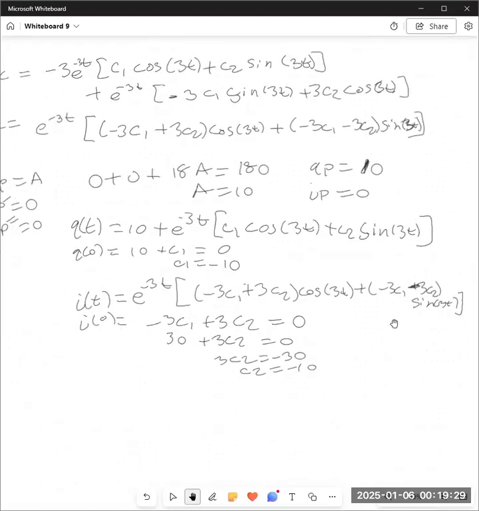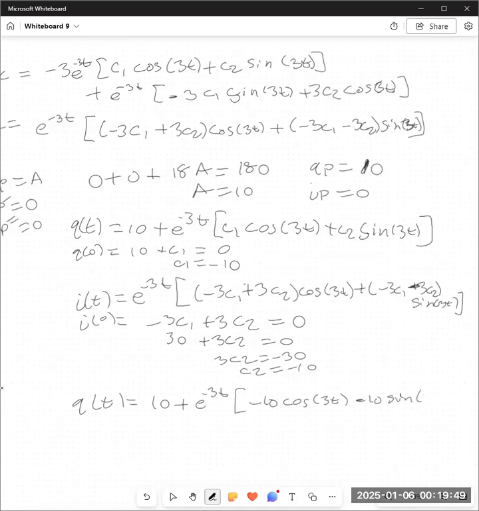So this is going to be Q of t is equal to 10 plus e to the negative 3t, and then this is negative 10 cosine of 3t minus 10 sine of 3t. Because it has a GCF, the book is going to want to write that as 10 minus 10 e to the negative 3t, and just leave the part in here that is cosine of 3t plus sine of 3t.